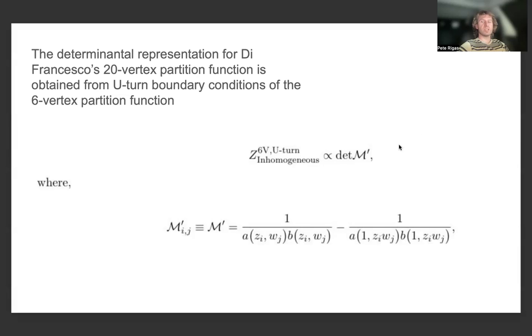It's proportional to the determinant of script M prime, where M prime is some matrix that's 1 over a product of a and b weights for the six vertex model, subtracted by 1 minus a product of other a and b weights for the six vertex model.